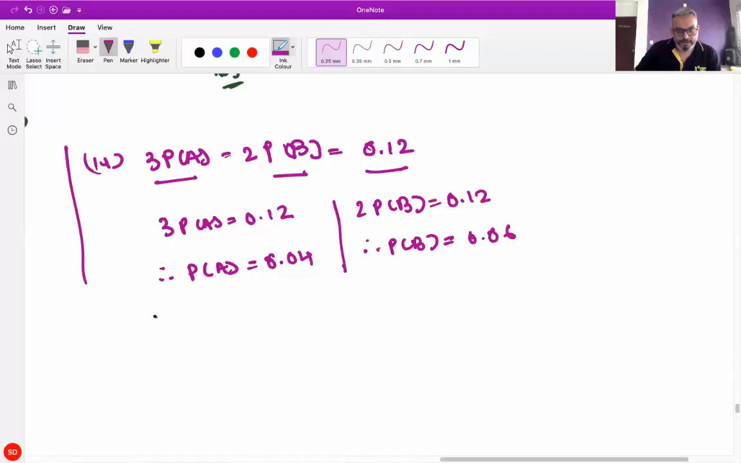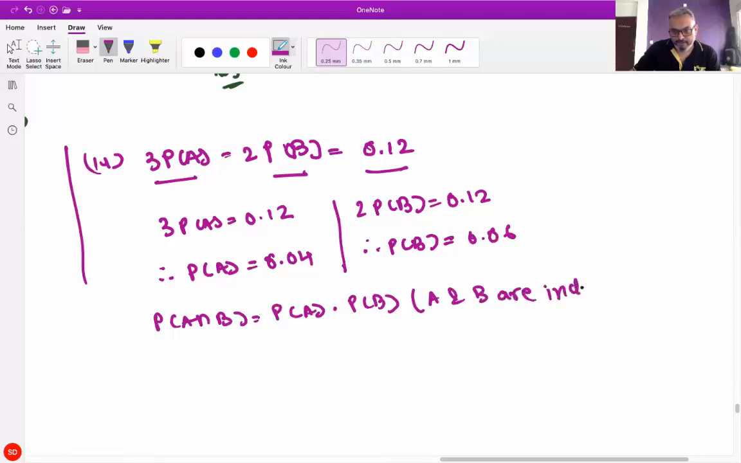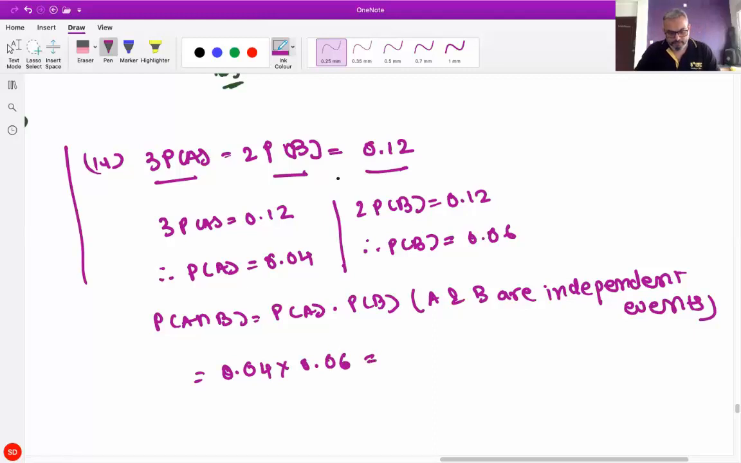Now we have to find P of A intersection B is equal to P of A into P of B. A and B are independent events. So which is equal to 0.04 into 0.06, which is equal to 0.0024. Answer. Correct it, please.